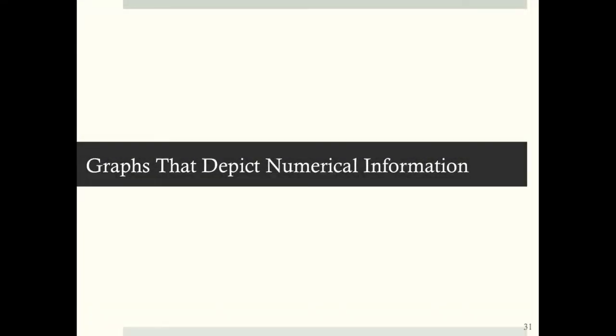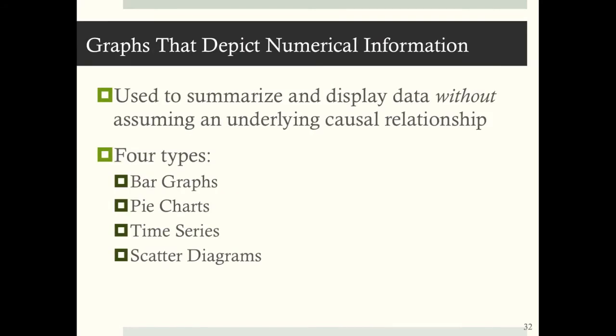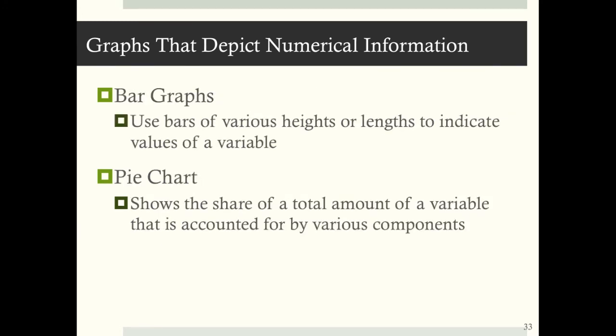Graphs that depict numerical information. Graphs that depict numerical information are used to summarize and display data without assuming an underlying causal relationship. And there's 4 types. There's bar graphs, pie charts, time series, and scatter diagrams. Bar graphs use bars of various heights or lengths to indicate values of a variable. Pie charts show the share of a total amount of a variable that is accounted for by various components.